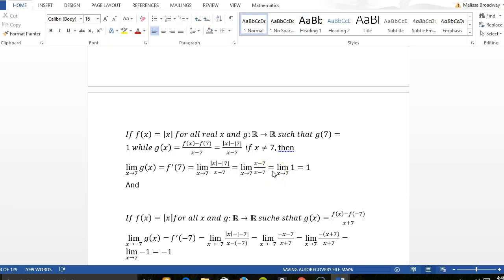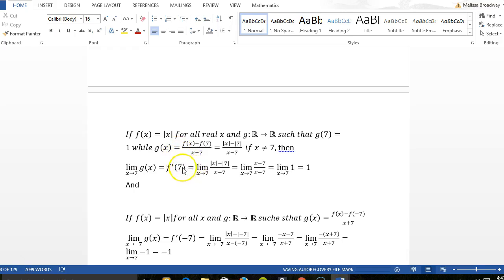Hello again, let's look at some examples. If f of x equals absolute value of x for all real x, and if g is a function from the reals to the reals such that g of 7 equals 1, whereas g of x equals this difference quotient, which is this guy right here, for any x other than 7, then the limit as x goes to 7 of g of x, but hey, that's going to be the derivative of f at x equals 7.